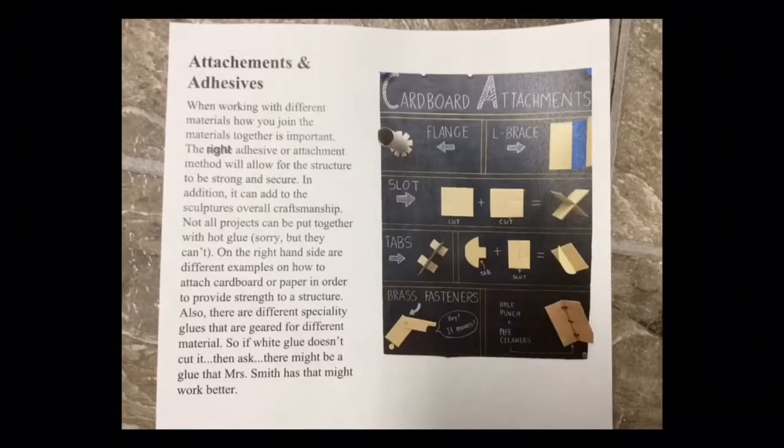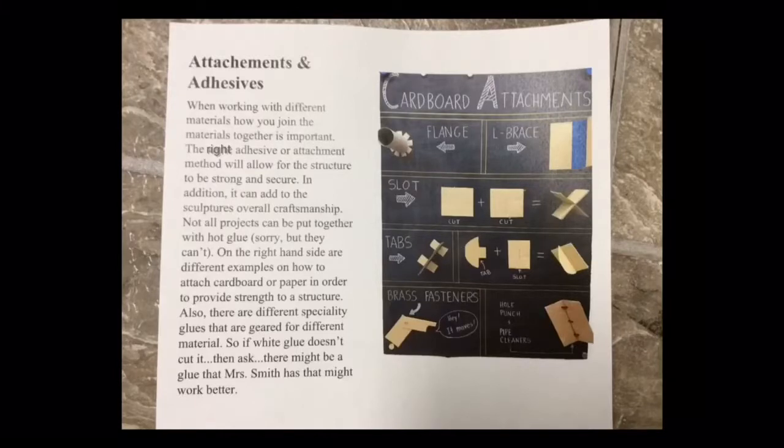So what does this say? It says attachments and adhesives. When working with different materials, how you join the materials together is really important, okay? The right adhesive or attachment method will allow for the structure to be strong and secure. In addition, it will add to the sculpture's overall craftsmanship. How neat it looks, okay? How clean, how put together and organized, all right?